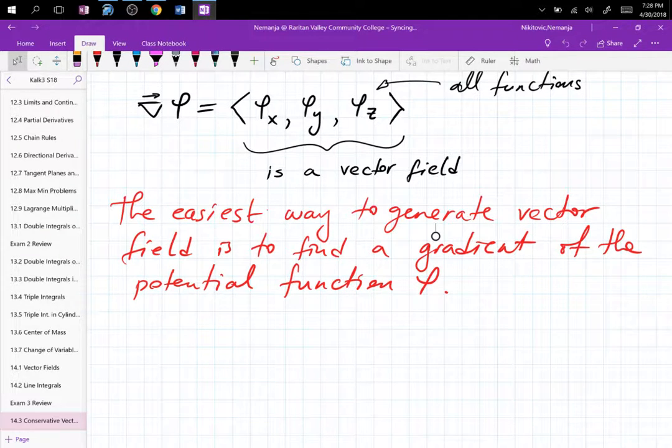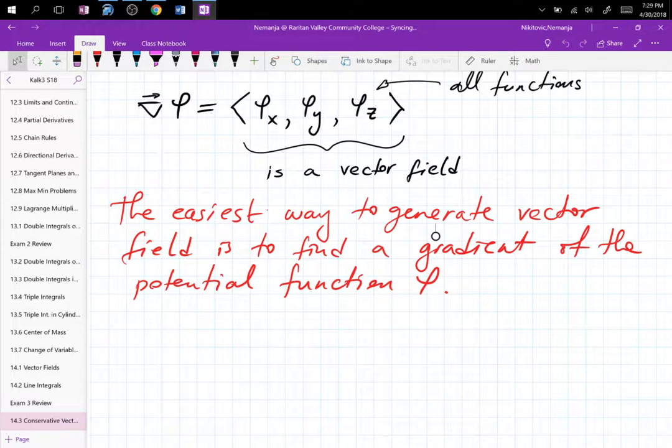So we'll see that conservative vector fields are vector fields, obviously, with a special property. When that property is satisfied, then you are guaranteed to have this potential function which generates that field. If the vector field is not conservative, you might not have such a function, right? So you have to be careful about that. So let's take a look at all of the things that we have.